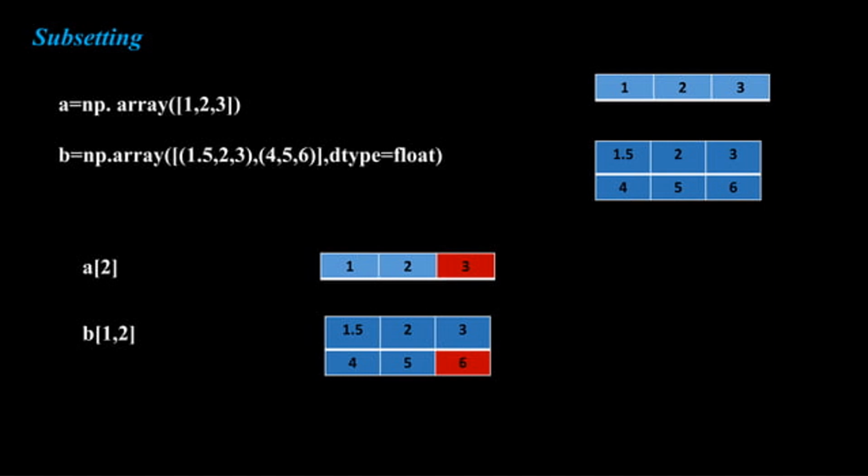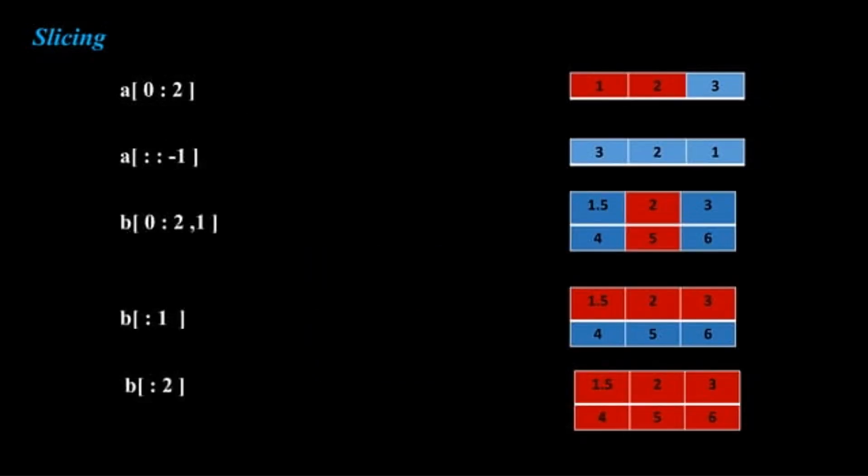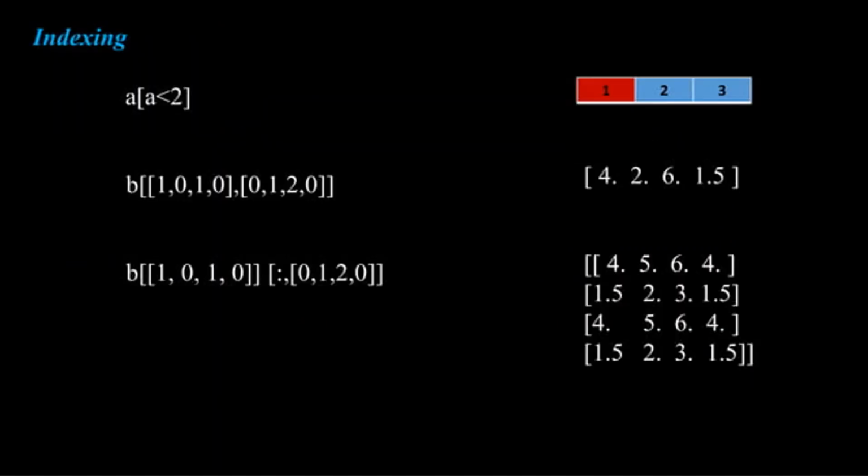Subsetting. A is equal to np.array of 1, 2, 3, a list, B which contains a list of floats. The numbers are given there, A of 2, 3, and figures are also placed there. It is called subsetting. A is an array in which a list was given. In B that also the list was given, but it is of floating point. Slicing is also there. How to slice it? Same as Python. Indexing also is there.